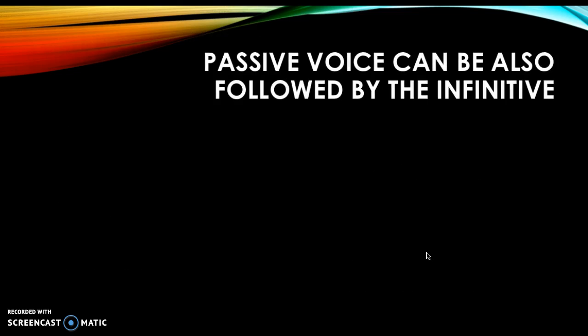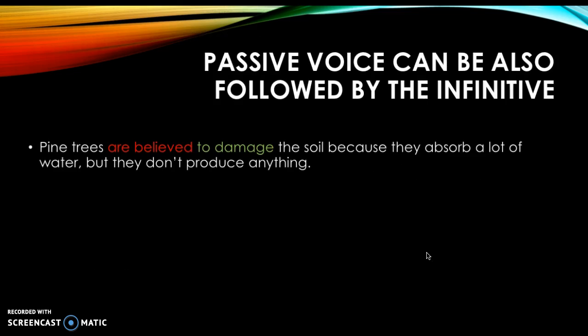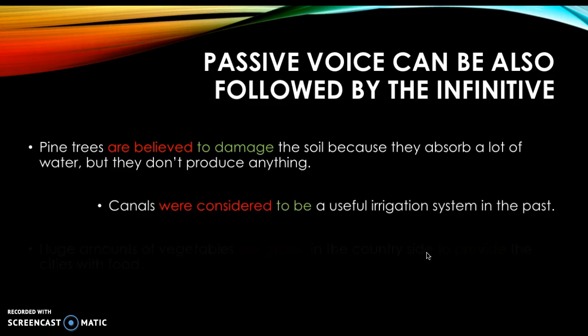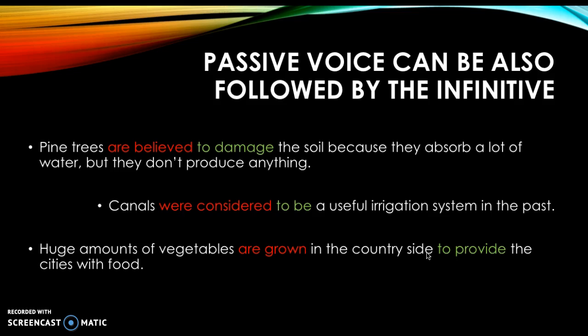And last but not least, this is another part where we normally use the passive voice, sometimes followed by the infinitive, as we can see in this example. Pine trees are believed to damage the soil because they absorb a lot of water, but they don't produce anything. That's true. Canals were considered to be a useful irrigation system in the past. And the last one, huge amounts of vegetables are grown in the countryside to provide the cities with food.